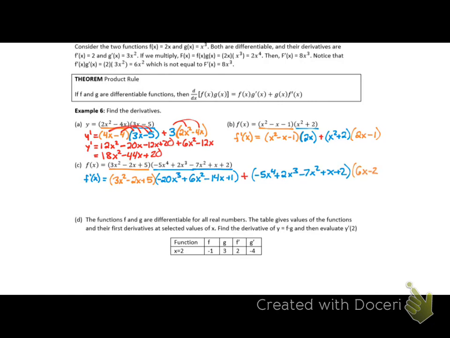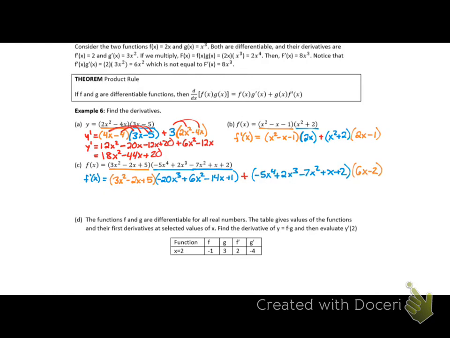6x minus 2. So it's not the actual rule that gets complicated, it's the multiplying everything out and combining like terms, which in essence is algebra, right? And what I'm going to tell you for the entire year, and what I probably already told you in class, is the hardest part of calculus is the algebra. The concepts are actually a lot simpler, generally speaking.